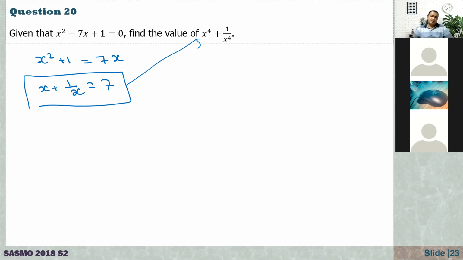Okay, try this. I'll give you 1 minute, and after that we'll do this together. Ayan, now try using this. Suppose that x plus 1 over x equals 7. What is the value of x to the power of 4 plus 1 over x to the power of 4? Would 7 also be to the power of 4?